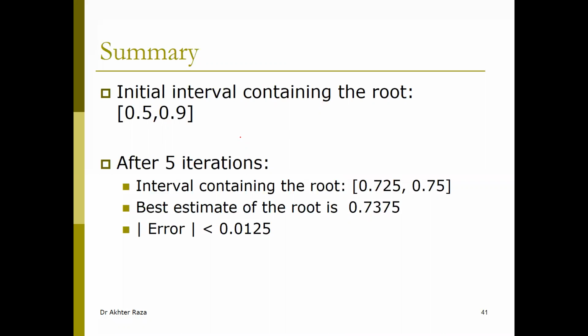Now, initial interval, 5 iterations. This is a summary of the problem. We can see that the root exists, but the estimate of the root is 0.7 something. This is the estimate of the root. And we can check the error, because we can have the exact solution of the problem, the real solution, and we can have the approximate solution of the problem. So we can check the error as well.